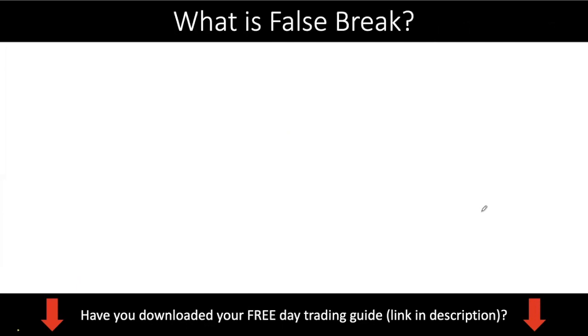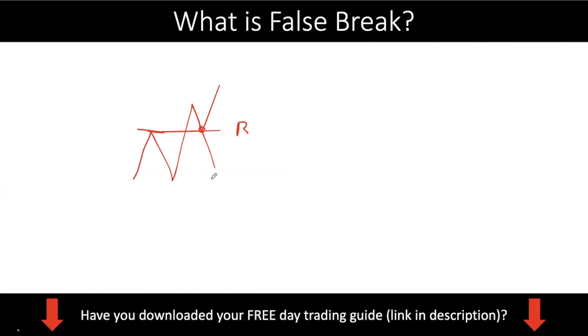Now let's move on. What is a false break? Okay, again, we have other videos on this, but a false break is a very simple concept, meaning that let's say you have a resistance, and instead of price breaking up and retesting it and going up, what it does is it just breaks down. So this is what is known as a fake out, because instead of breaking out and going up, it breaks down.